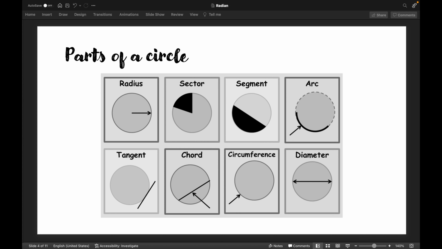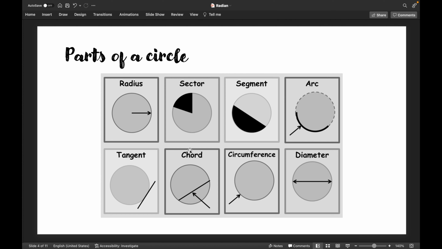And then there's something called the minor sector and the major sector. A sector is a minor sector if it involves less than half of the circle. So this would be considered a minor sector, and this would be the major sector. And the major sector involves more than half of the circle. So this is the major sector and this is the minor sector.